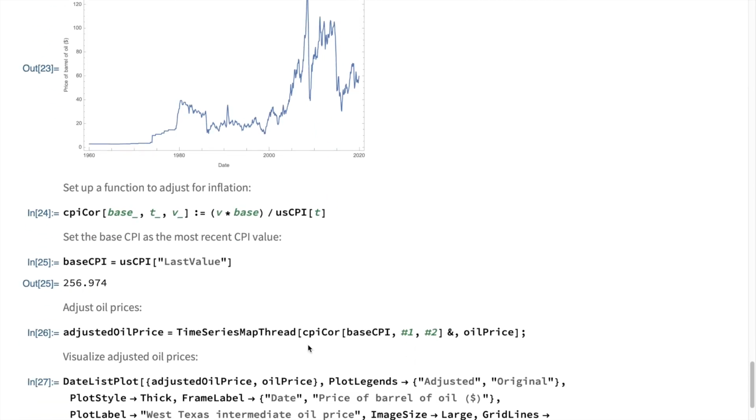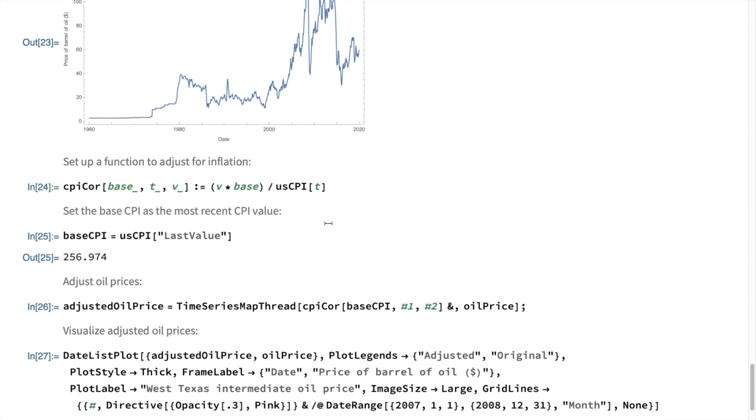Let's now set up a function to adjust for inflation. To set up a function, we first need to name it and put all its variables in brackets after the function name, making sure to put an underscore after each one. Then, to define what it does, we will enter a colon and an equal sign. In this function, we will take the price V, multiply it by a base CPI value, and divide by the CPI at the certain time period. This is such that we use CPI values to measure inflation, or the value of money compared to now. We will set up the base CPI as the most recent value in our data, which will be around 256.